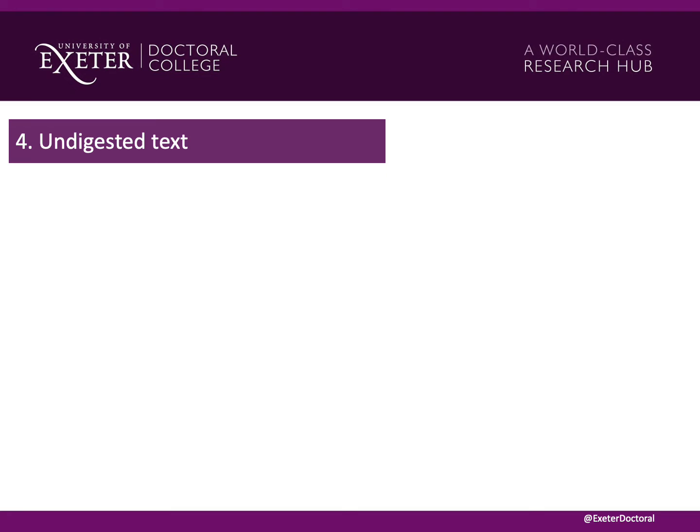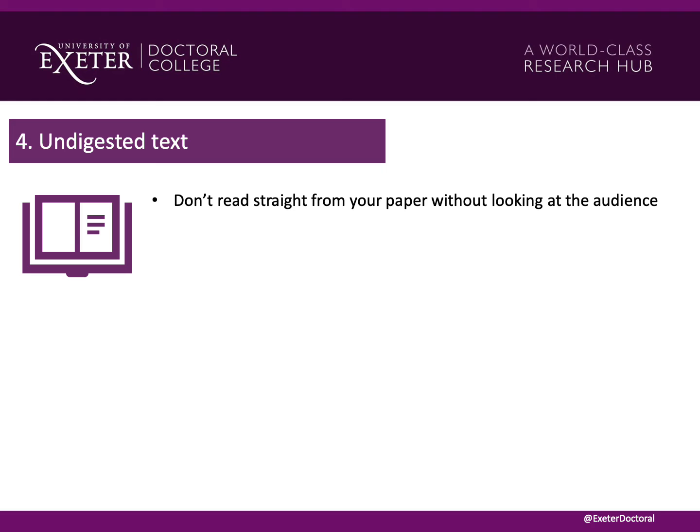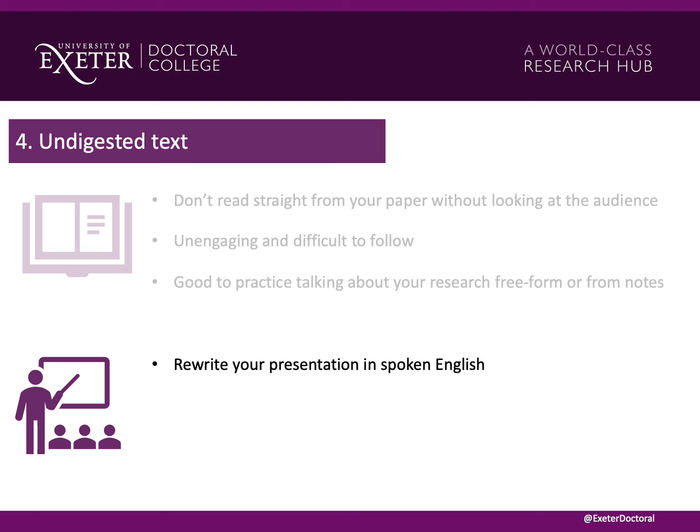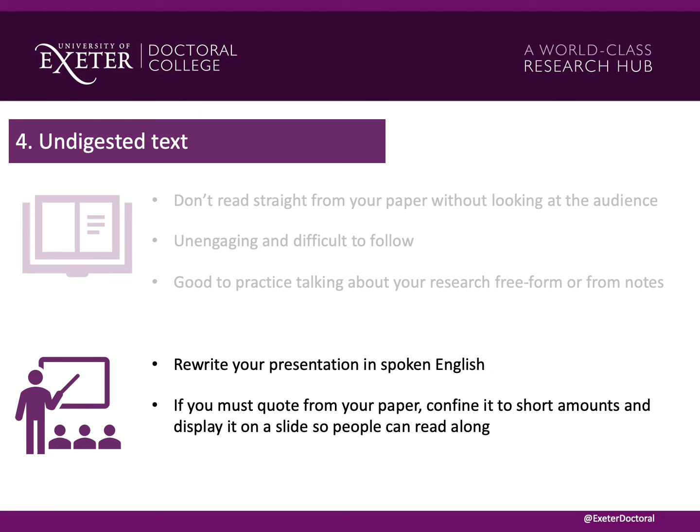Number 4, undigested text. This happens when a person reads straight from their paper, usually without looking at the audience. As tempting as this may be, it is very unengaging and difficult to follow. It's also good to practice talking about your research free-form or from notes. You'll have to do this in your Viva or if you're giving a lecture on your research, or anything else for that matter. To overcome this, try rewriting your whole presentation in spoken English. If you must quote from your paper, confine it to short amounts and display it on a slide so people can read along.